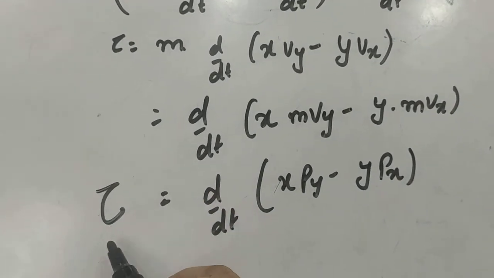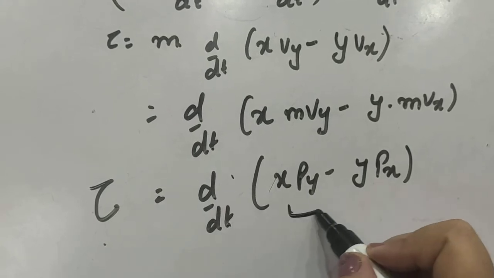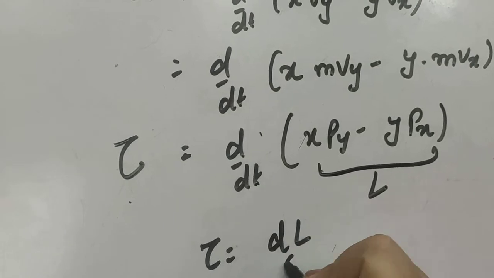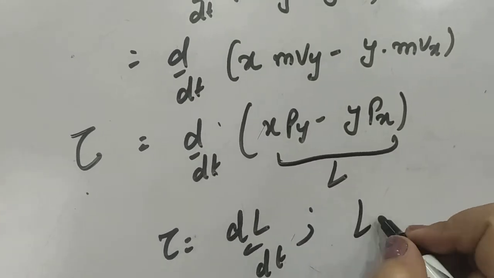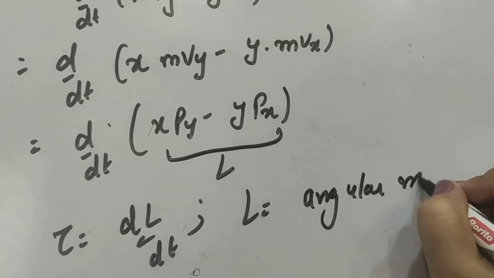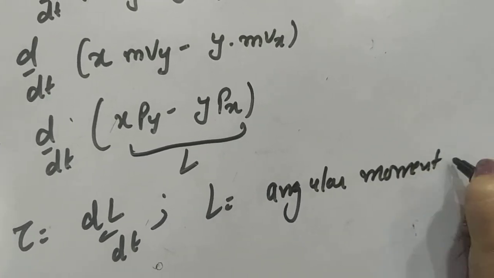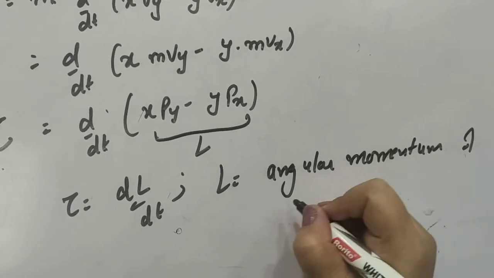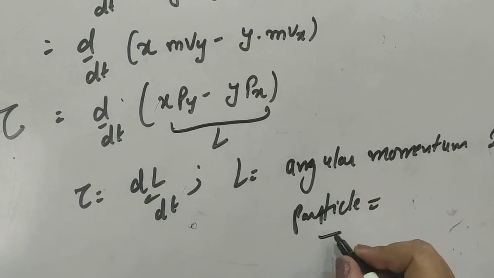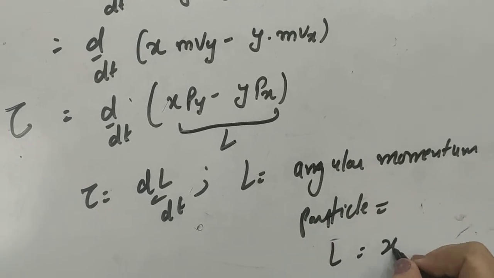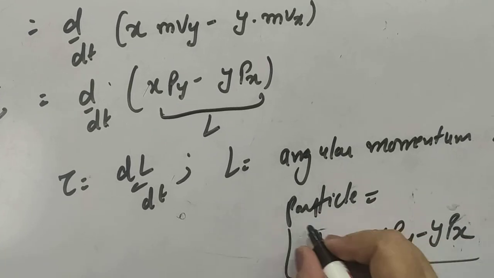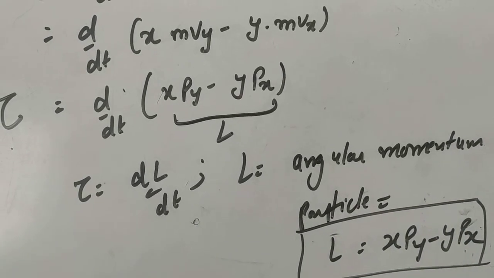Now we have expressed torque in terms of the rate of change of some quantity. Let that quantity be L. So torque is equal to dL by dt. So this L is the angular momentum of the particle, and L is equal to x py minus y px. This is the expression for angular momentum in Cartesian coordinates.